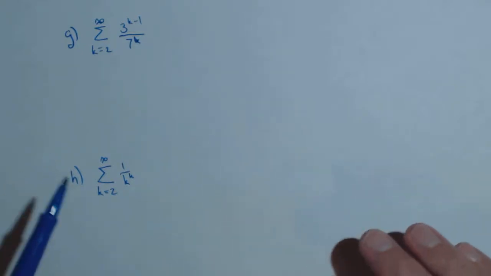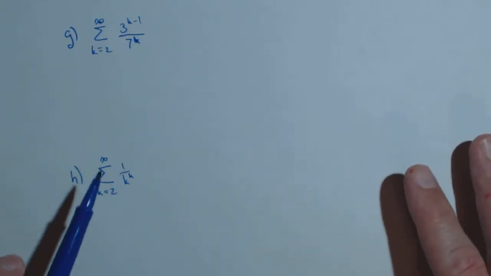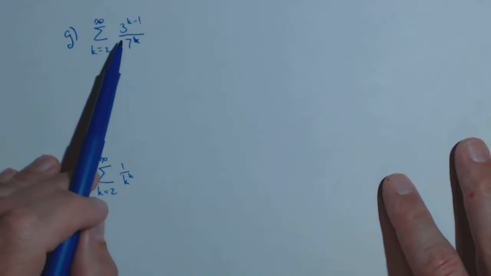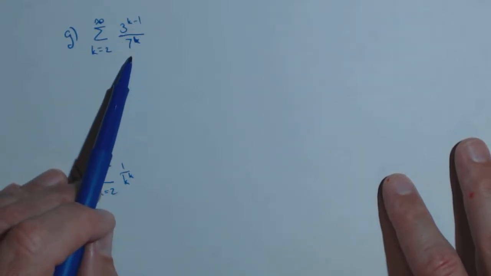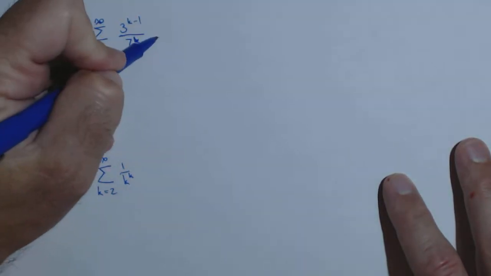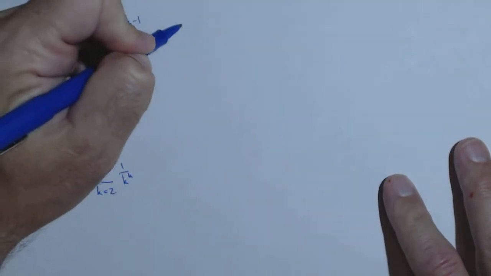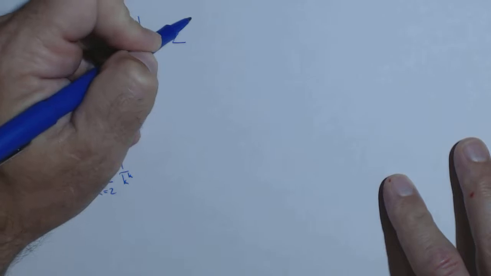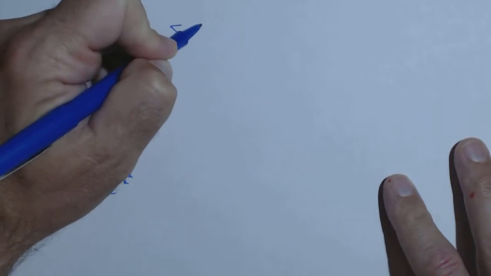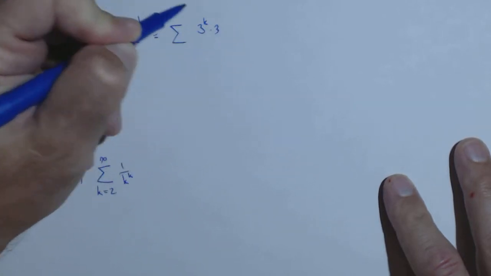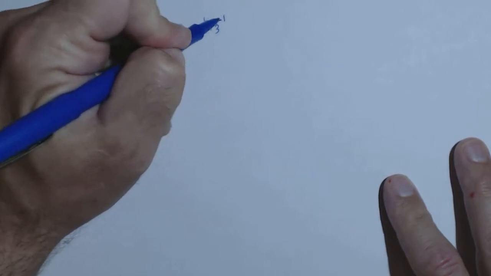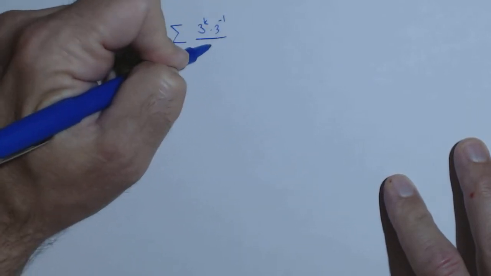So in this video, we're just looking at the convergence or divergence of a couple of series. So the first one here, we have 3 to the k minus 1 over 7 to the k. And what I'm going to do before I go very far with this one is rewrite it using properties of exponents. So I could rewrite this as 3 to the k times 3 to the minus 1 over 7 to the k.